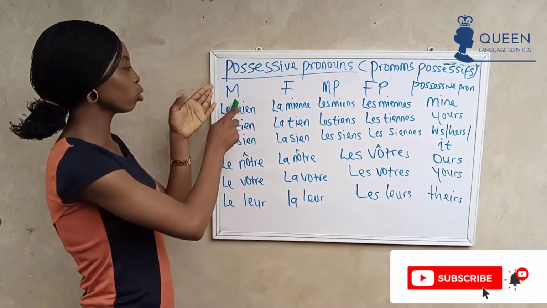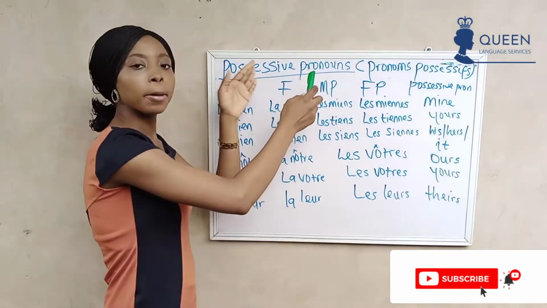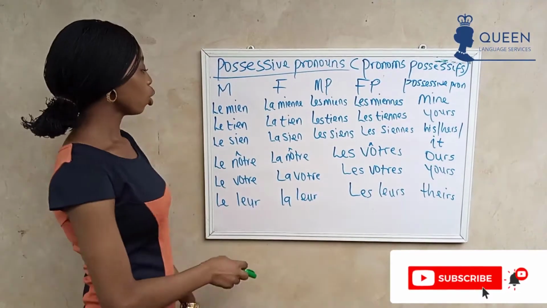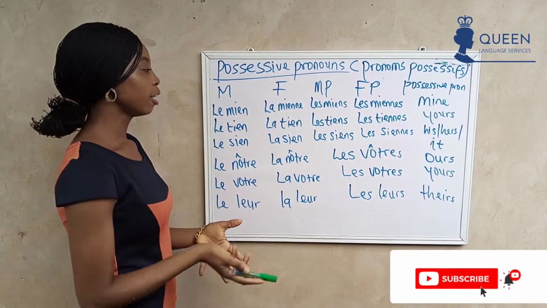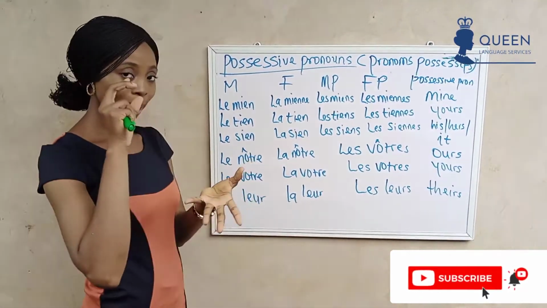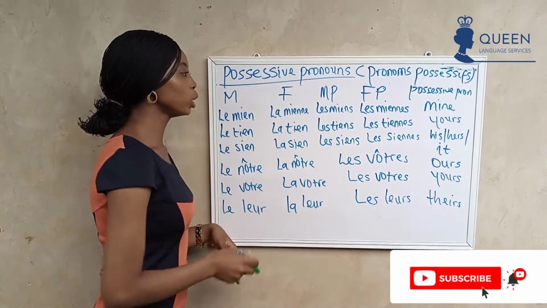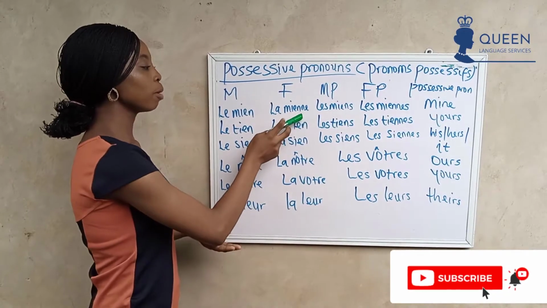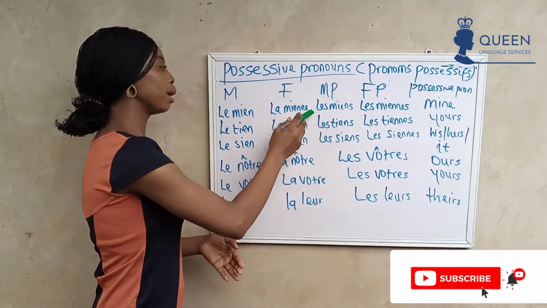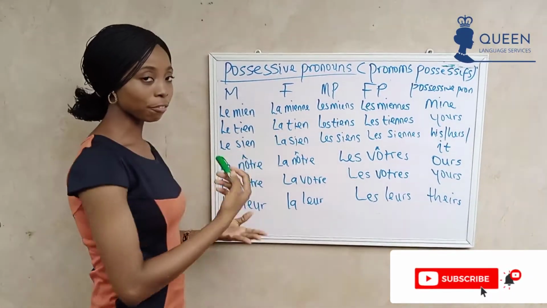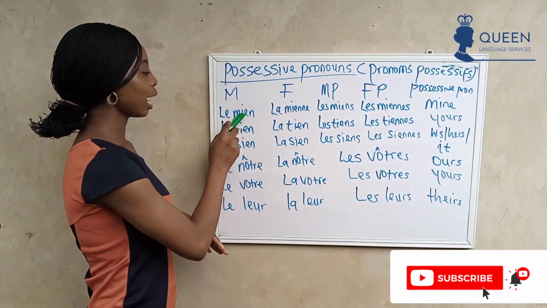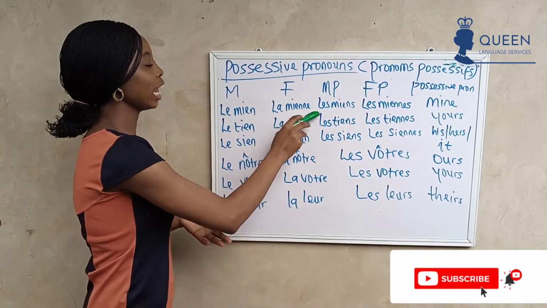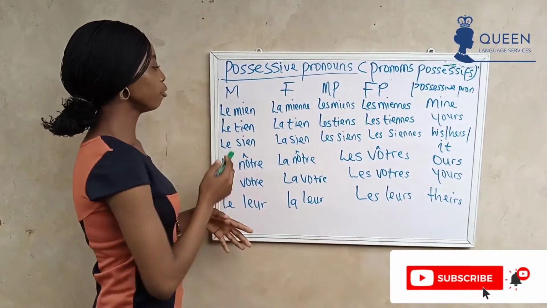So these are the possessive pronouns that we have in French language. We have them in the masculine form, the feminine form, the masculine plural, the feminine plural, and the English form. The masculine singular is le mien, which means mine. The feminine form is la mienne. The feminine form has a double N and then an E afterwards, unlike the masculine, which has just M-I-E-N. That is the difference between the masculine form and the feminine form.